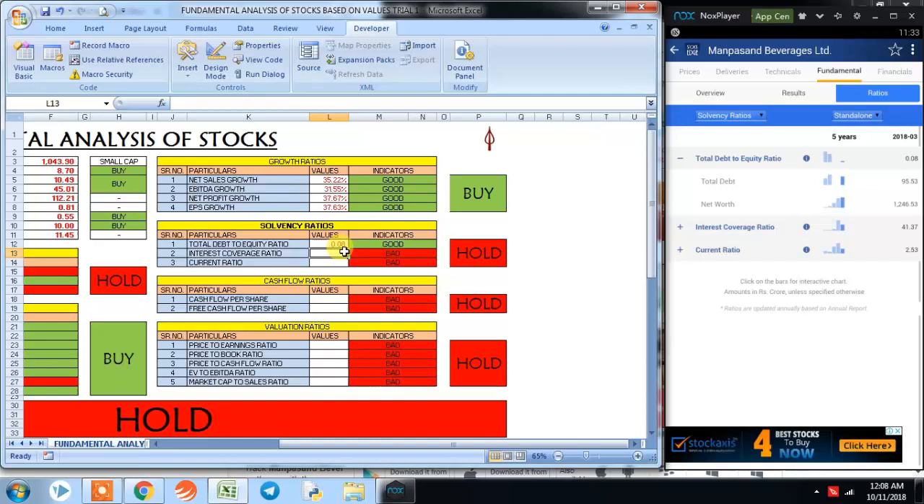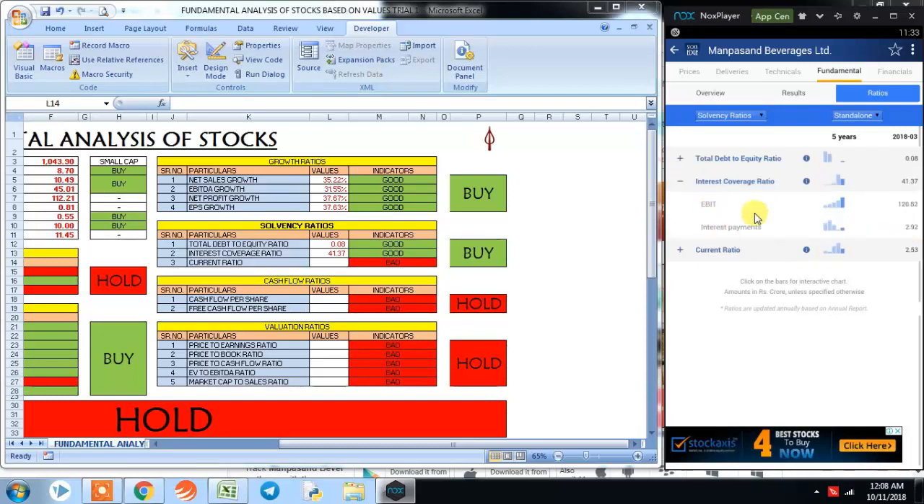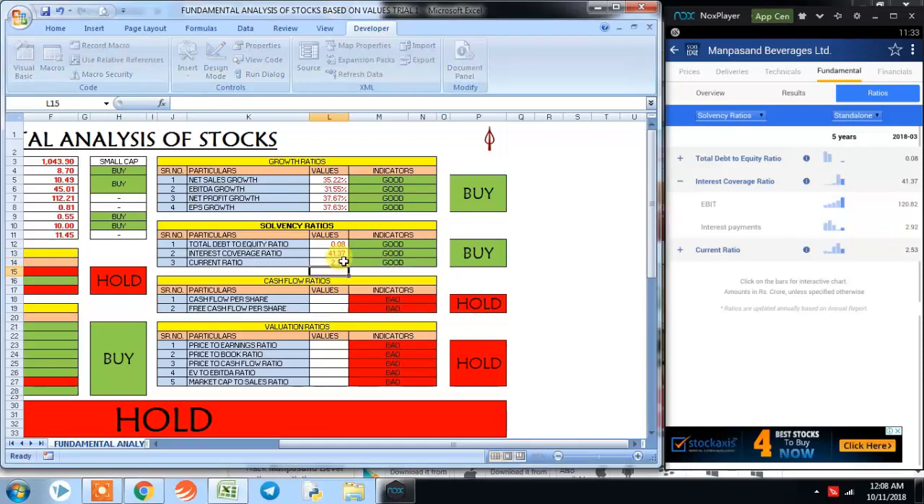The interest coverage ratio is 41.37. When we click on 41.37, we get to know that the earnings before income tax has increased considerably and is 120.82 crores, whereas the interest that the company is paying yearly is 2.92 crores. Current ratio is 2.53. So overall solvency ratio has given us a signal to buy this stock at this point of time.